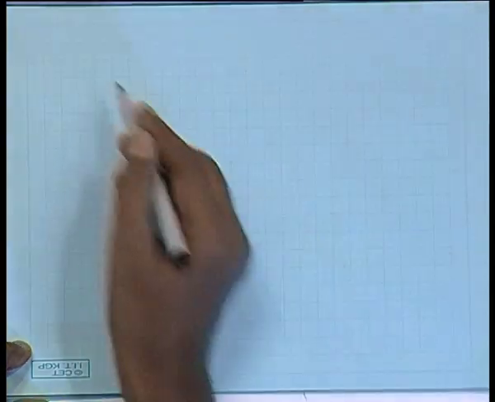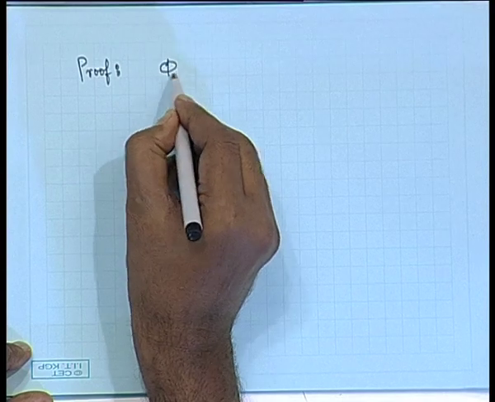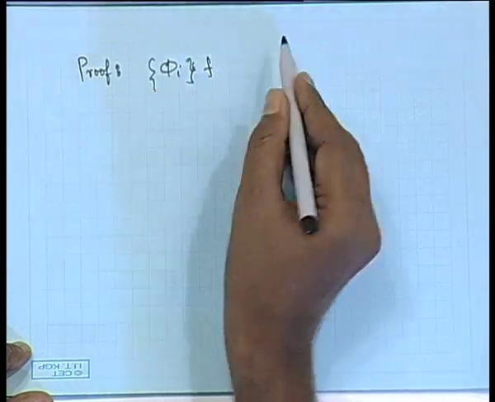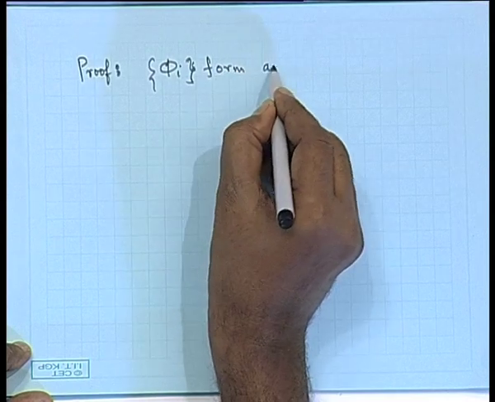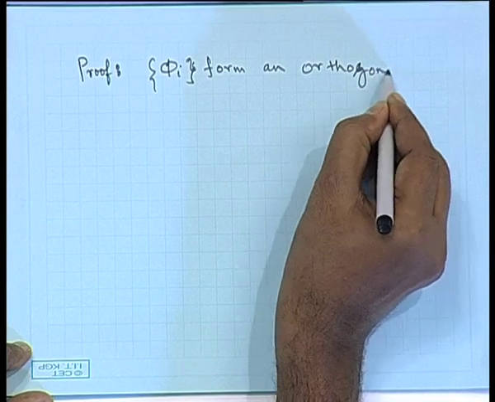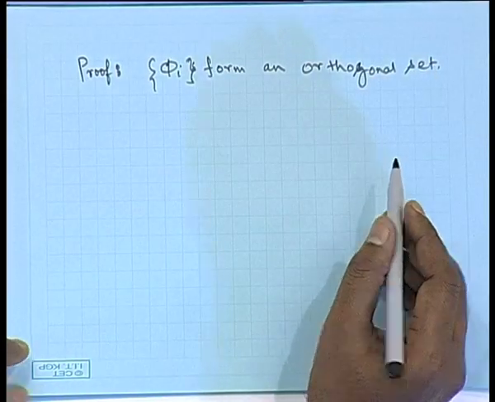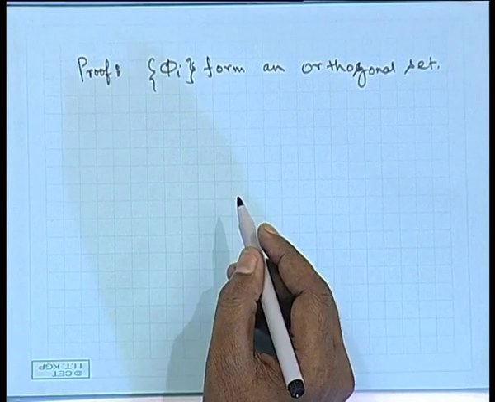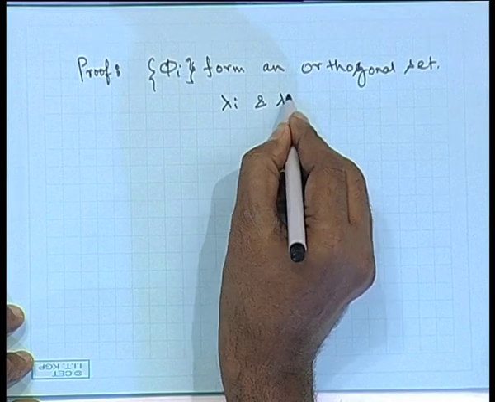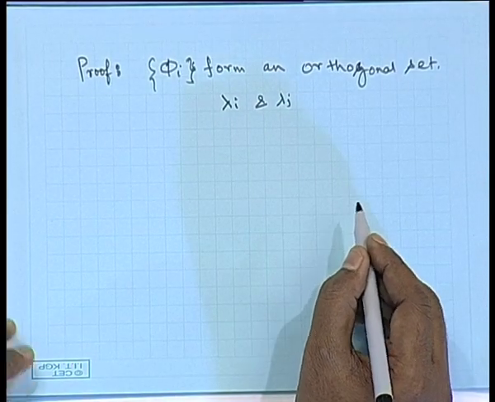The proof goes like this: the phi i's form an orthogonal set of functions. Let us say we have two distinct eigenvalues lambda i and lambda j. Okay. Corresponding eigenfunctions are phi i and phi j.